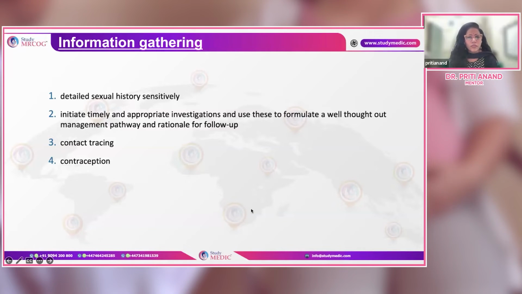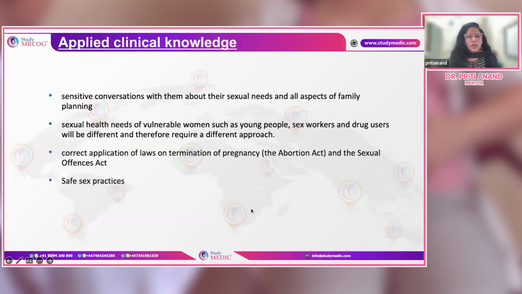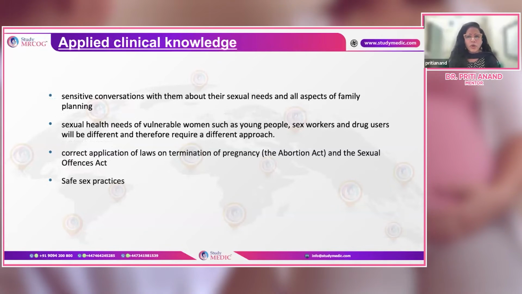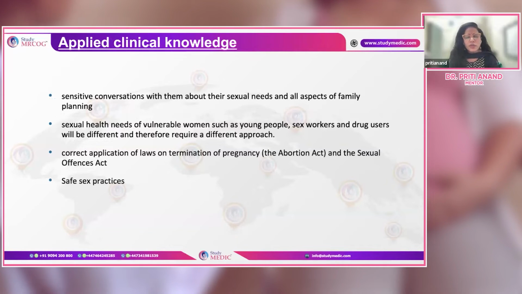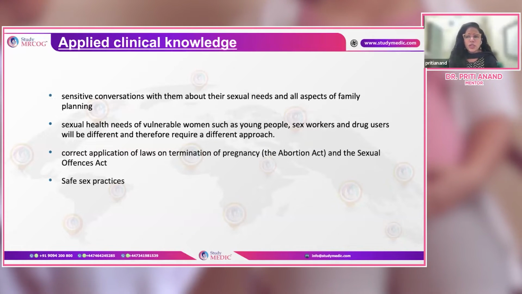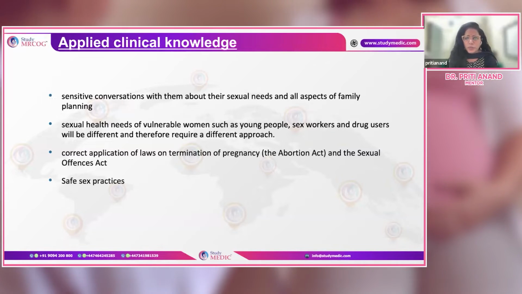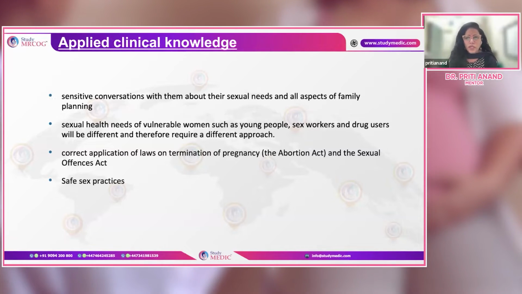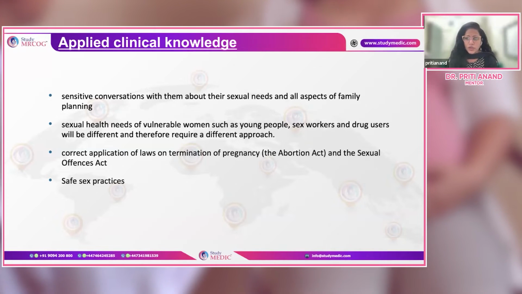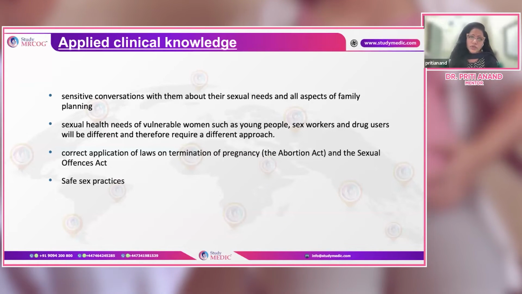With regard to applied clinical knowledge, sensitive conversation is very important with them about their sexual needs and all aspects of family planning. The sexual health needs of vulnerable women such as young women, sex workers and drug abusers will be different and therefore require a different approach and an appropriate pathway. Correct application of laws on termination of pregnancy and sexual offences is very important. And lastly, it is very important to give them knowledge of safe sex practices.